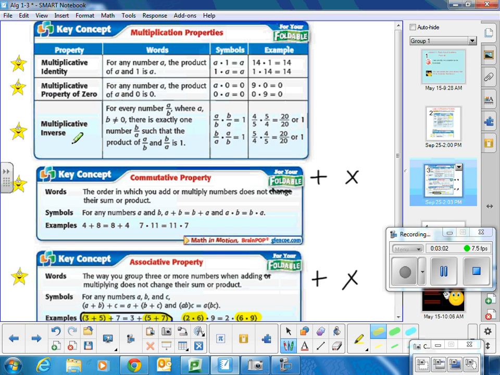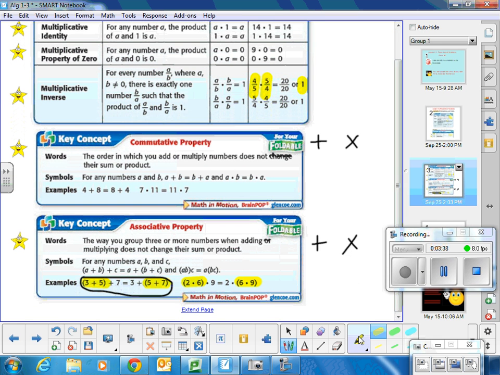Multiplicative inverse. This will be used a lot when solving equations, especially if they're ones with fractions in them. Basically, it says that if you take a number, or a fraction such as 4/5, and you multiply it by its multiplicative inverse or its reciprocal, 5/4 in this example, when you multiply those together, you're always going to get 1. So a number multiplied by its multiplicative inverse or its reciprocal is always going to equal 1.